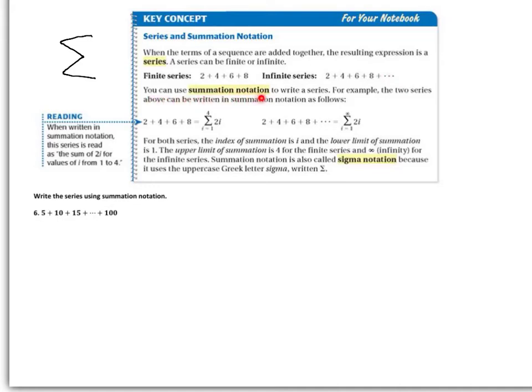You can use summation notation to write a series. For example, the two series above can be written in summation notation as follows. 2 plus 4 plus 6 plus 8. Okay, that's 2 times i. They're using i instead of n. You can use n if you want. Okay? And see how there's 1, 2, 3, 4 terms? That's why they have 1 and 4 there. And then same thing here. It starts at 1, goes to infinity. Okay?